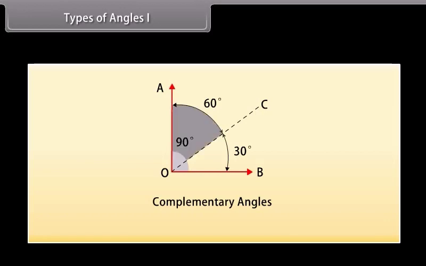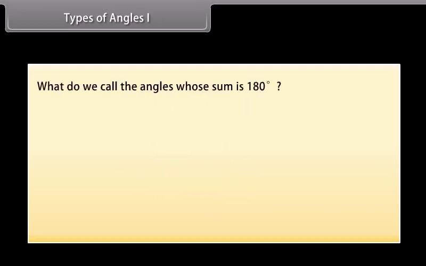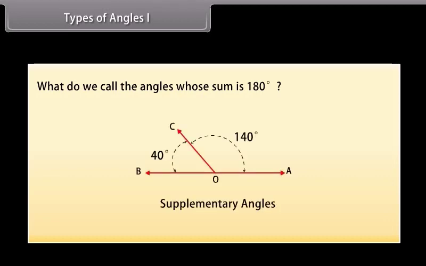We also know that 2 angles whose sum is 90 degree are called complementary angles. What do we call the angles whose sum is 180 degree? Yes, you are right. They are called supplementary angles.